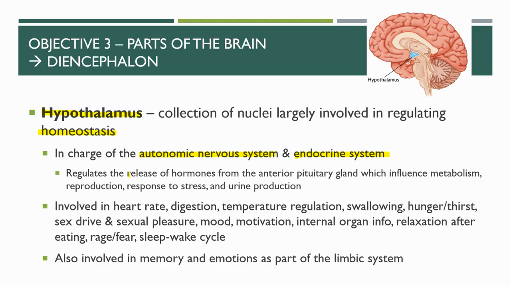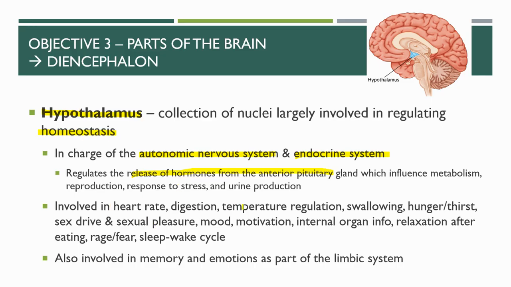And so it regulates the release of hormones by the anterior pituitary. So this is why it's part of the endocrine system. It's a gland that releases hormones that controls another gland. And so through the regulation of the anterior pituitary, it's able to influence things like metabolism, reproduction, response to stress, urine production, and that has to do with the specific hormones that are released.